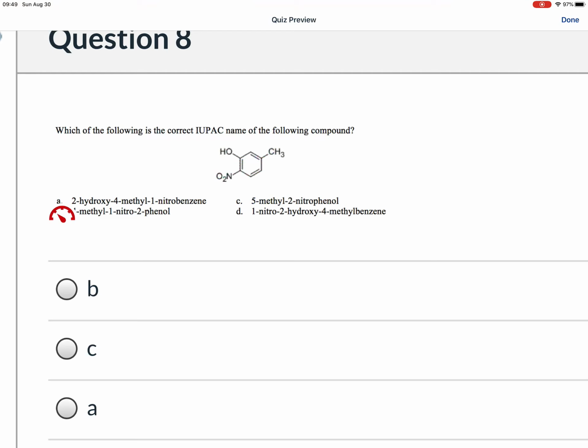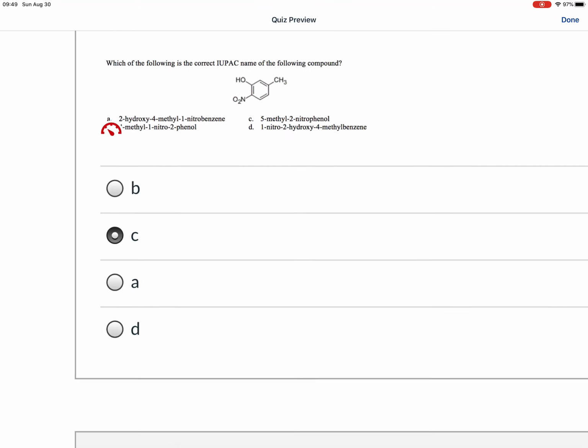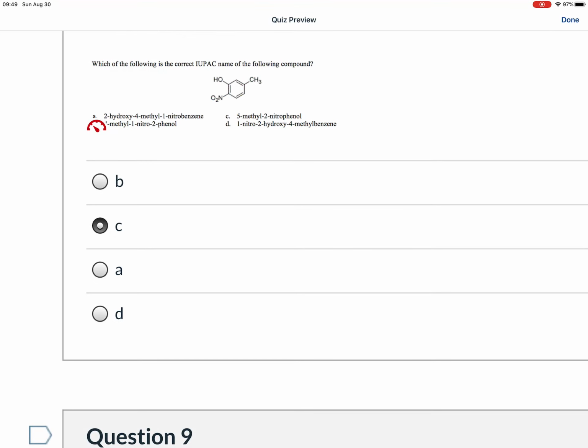It's naming it as a phenol, which automatically makes the OH the number 1. And then with the numbering, the nitro would be 2 and the methyl would be 5. So that is how you do that one. So we just eliminated A and D because those are not the right rules for naming. And then B and C, if you're calling it a phenol, the OH is the number 1.